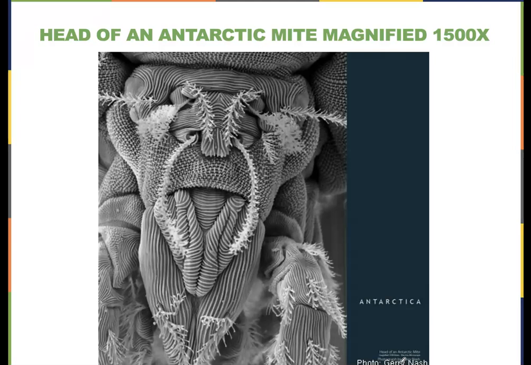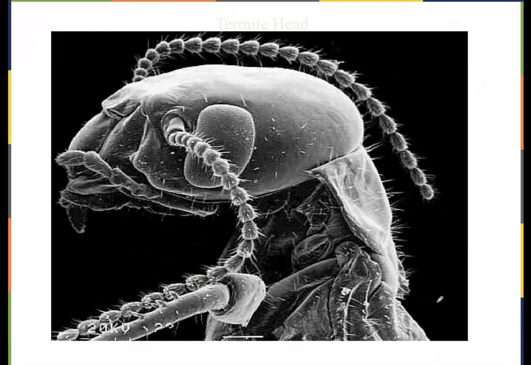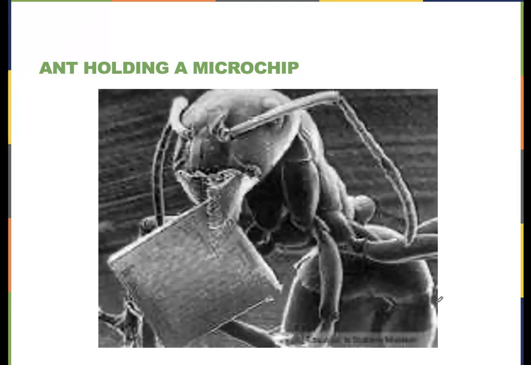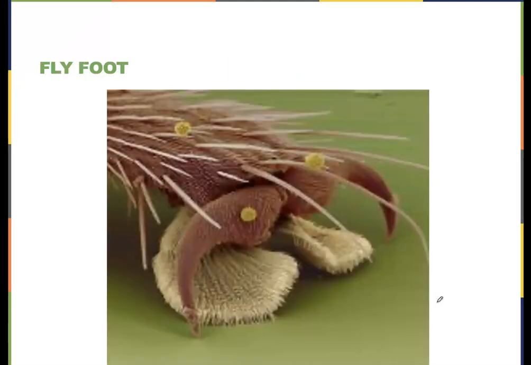I just have some pretty pictures for you to look at. This is a head of an Antarctic mite. These are all three-dimensional, taken with a scanning electron microscope. And you can see it's been increased 1,500 times. The most a light microscope that we use in class magnifies is 1,000, using the oil. So this is 1,500, and you can see all the nice detail here. Here's a termite's head. Here is a spider. Here is an ant holding a microchip. I don't know how they did that. Here is a fly's foot.